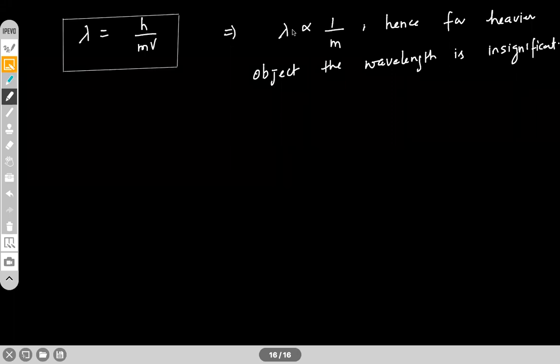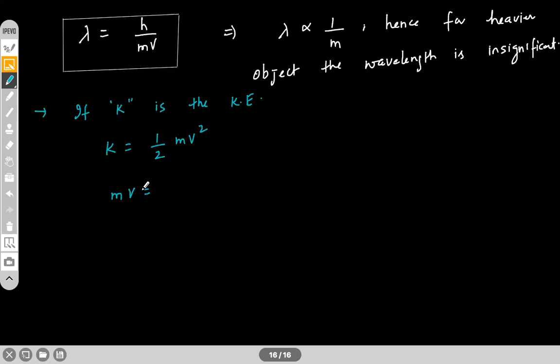Correct. Now, this is the formula we have. We can also write various forms of this particular formula, like in terms of kinetic energy. Suppose K is the kinetic energy. So K is equal to half mv square. Could you tell me what is the value of mv from this? There's no lambda in this expression.